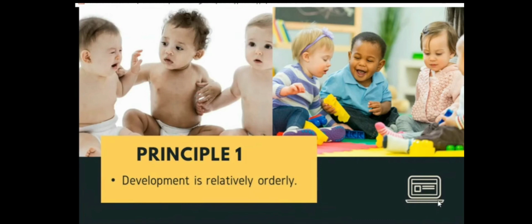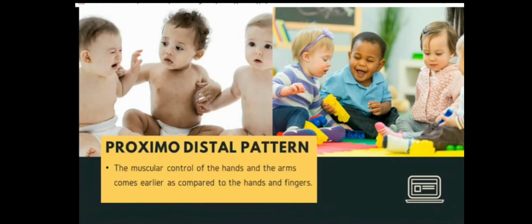And we have this phenomenon in this principle, the so-called proximodistal pattern, wherein the muscular control of the arms comes earlier compared to the hands and fingers. This proximodistal pattern means that the control of our muscles starts first from the hands and arms, and in the later growth, here come the hands and fingers.